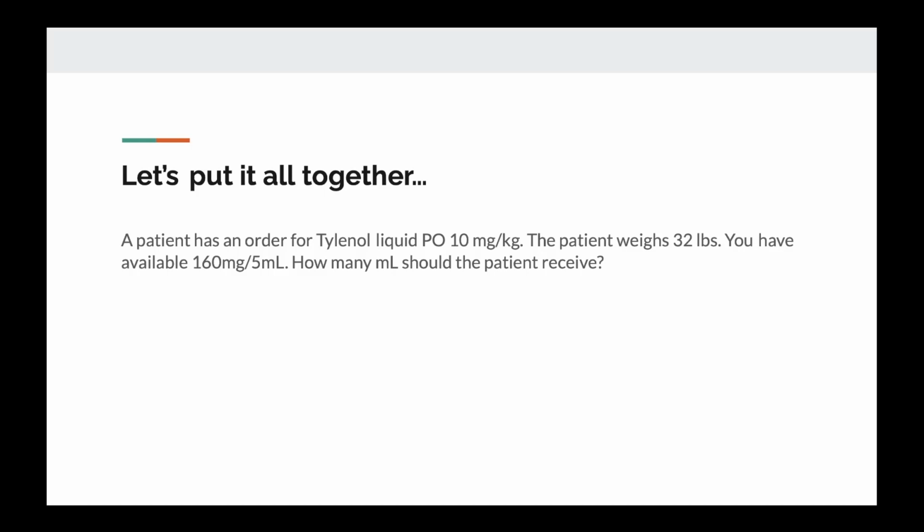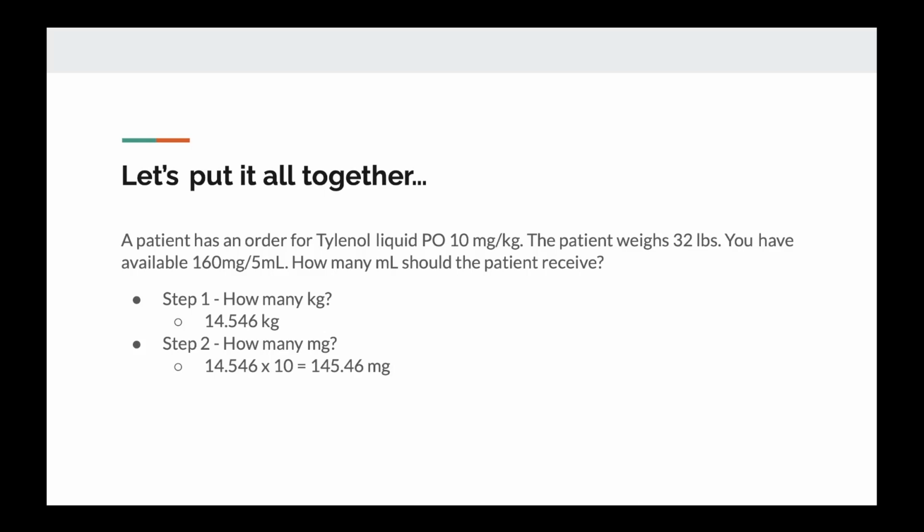So we're going to do the same thing we've been doing though, right? We're going to change the 32 to kilograms. And how do you do that? You divide by 2.2. I gave you the answer there for you, 14.546. Now step 2, how many milligrams is this patient supposed to get? So we're answering it just like we did the last way. You're going to take that 14.54 and you're going to multiply it by 10, in which you get 145.46.